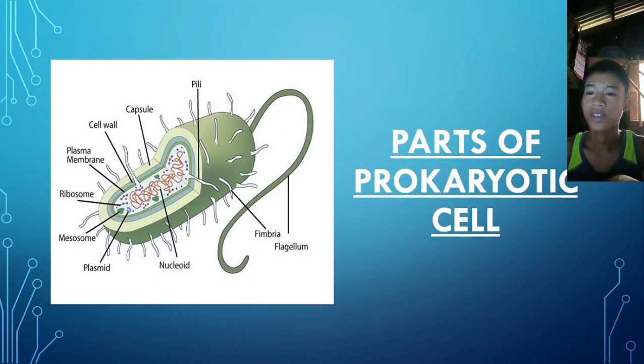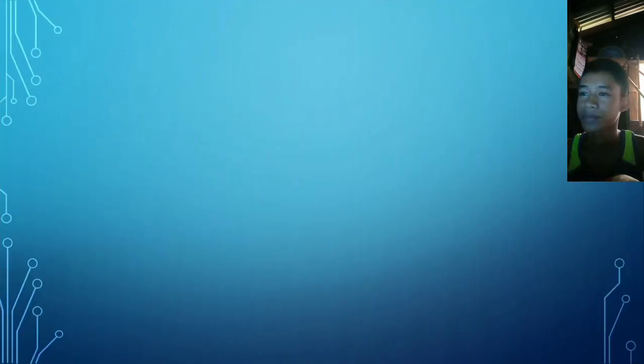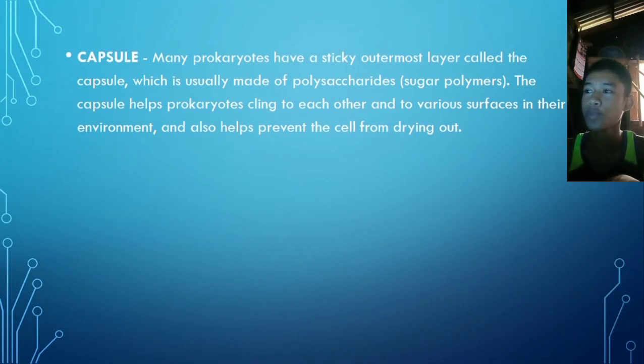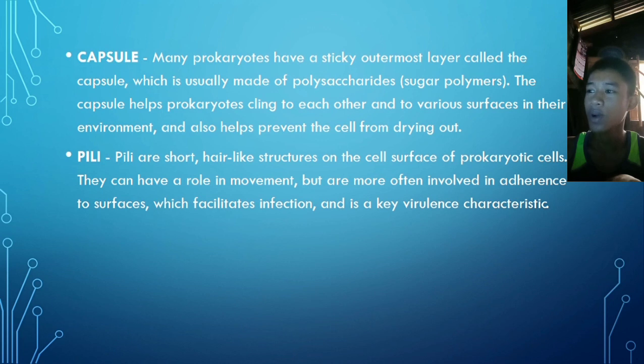Now, what are the parts of a prokaryotic cell? The first part is the capsule. Many prokaryotes have a sticky outermost layer called the capsule, which is usually made of polysaccharide sugar polymers. The capsule helps prokaryotes cling to each other and to various surfaces in their environment, and also helps prevent the cell from drying out. The second one is pili.